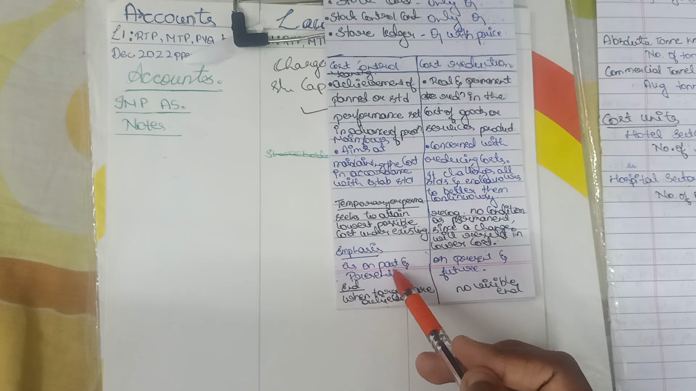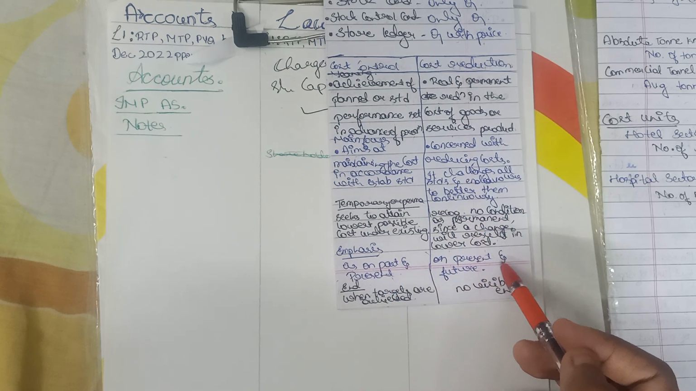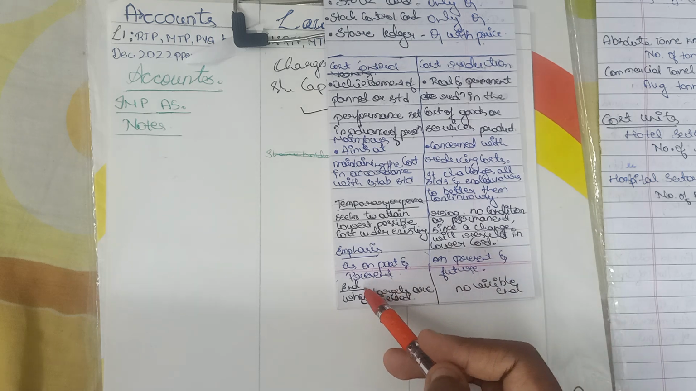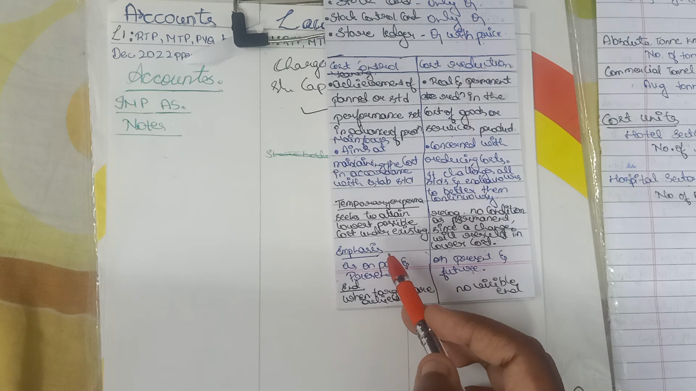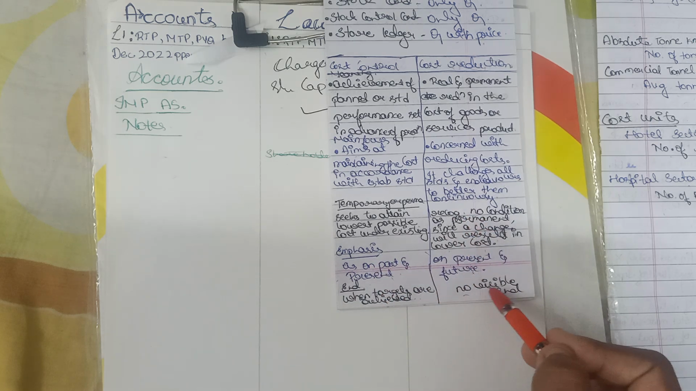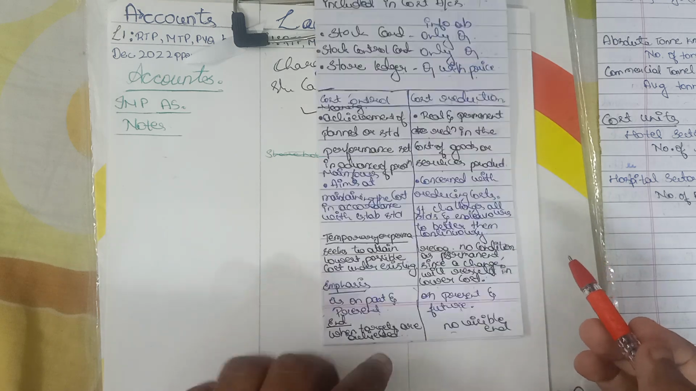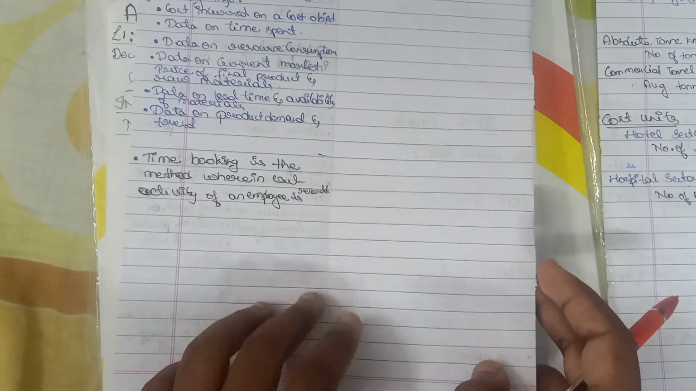Coming to emphasis: cost control is on past and present, cost reduction on present and future. How does it end? When targets are achieved in case of cost control, but in case of cost reduction, there is no visible end. That means it will continue even after the target is achieved, for many years.